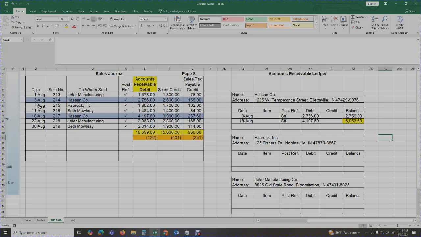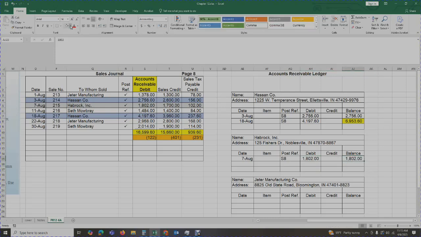Okay, now I'm going to look at Habrak. We're going to see how many entries we have for Habrak. For Habrak, I only have one entry, so I'm going to bring that over. This is happening on August the 7th. This is Sales Journal 8. And the amount of my entry, remember we're only looking at accounts receivable, is 1802. So the balance for Habrak is 1802.